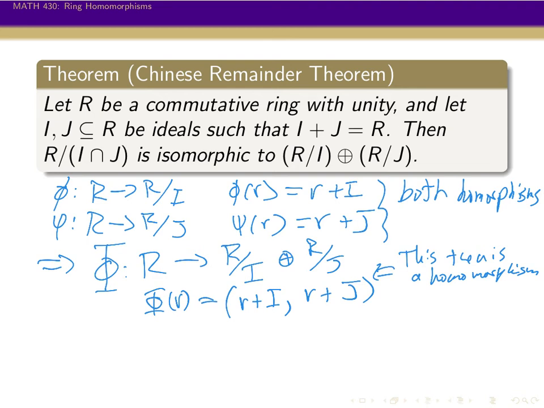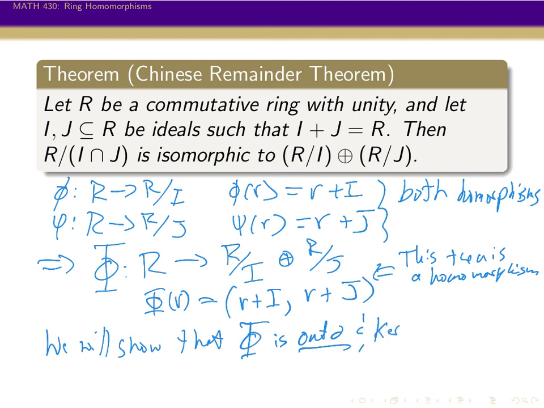So what I need to prove next is that, so we will show that this capital phi is onto, and the kernel of this map is the intersection of I and J. Okay, and so let's clear off some space and do that.